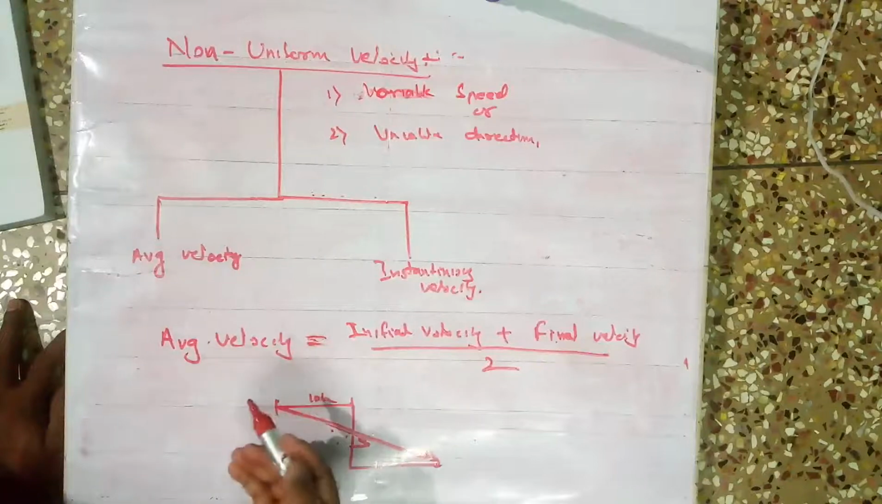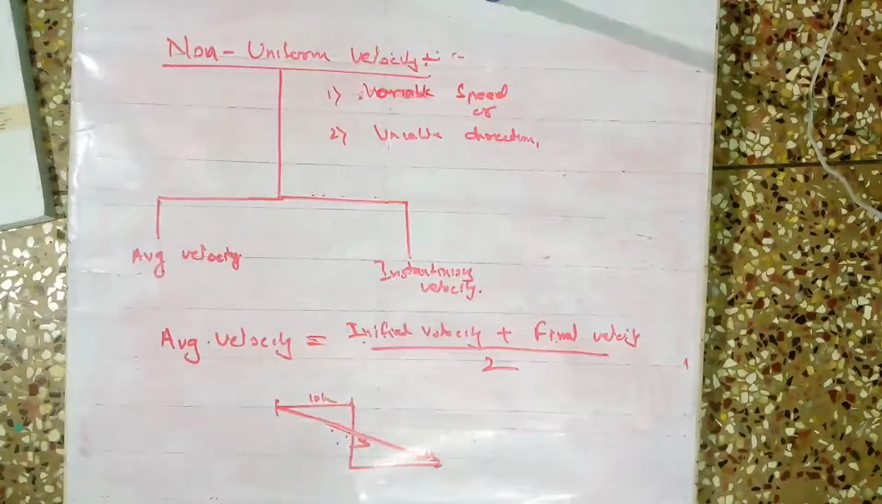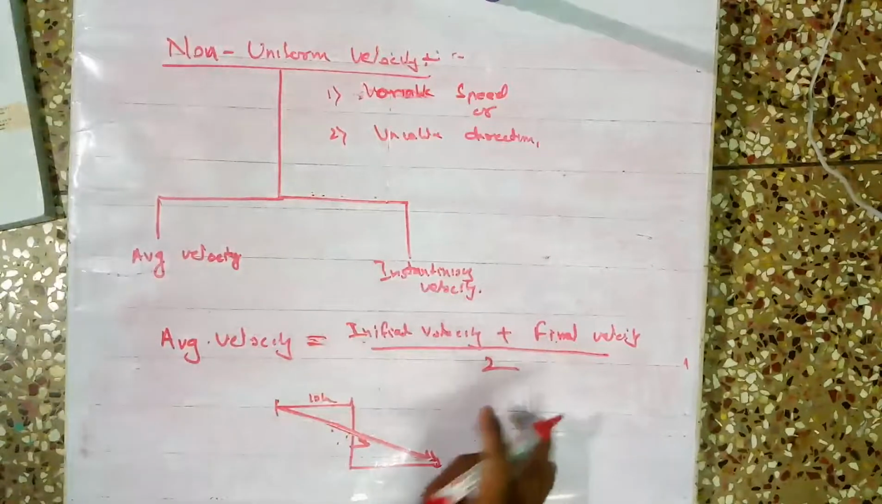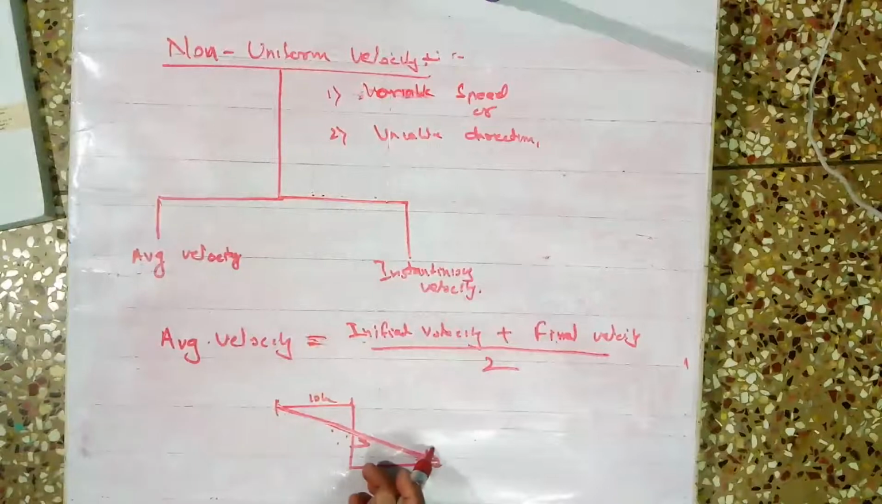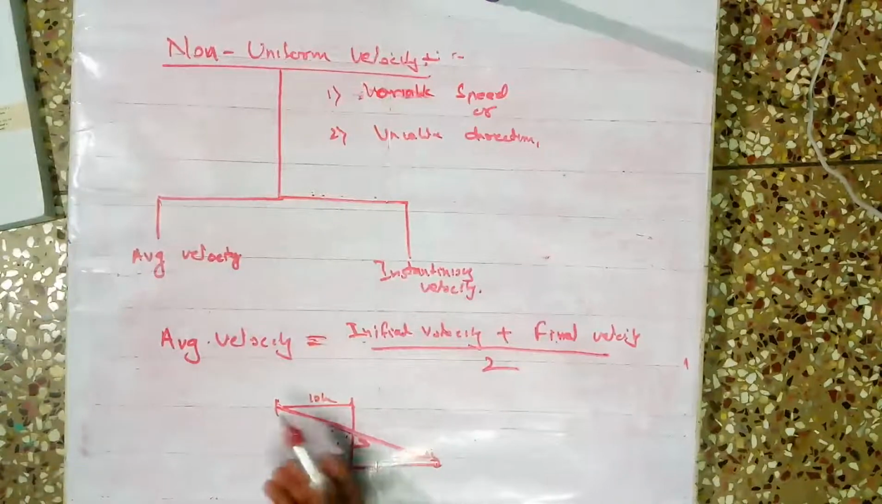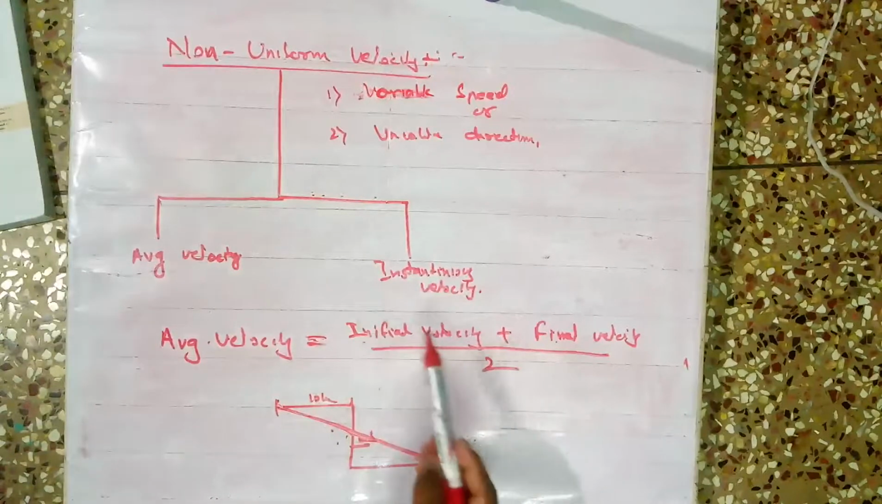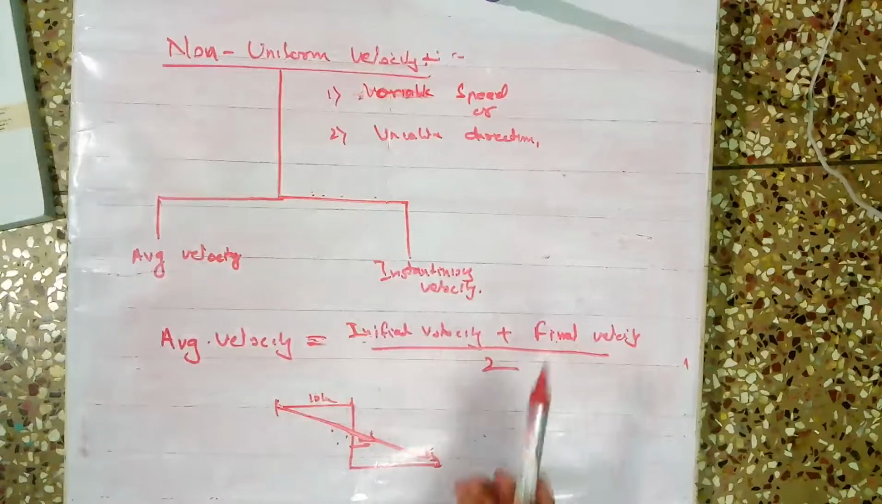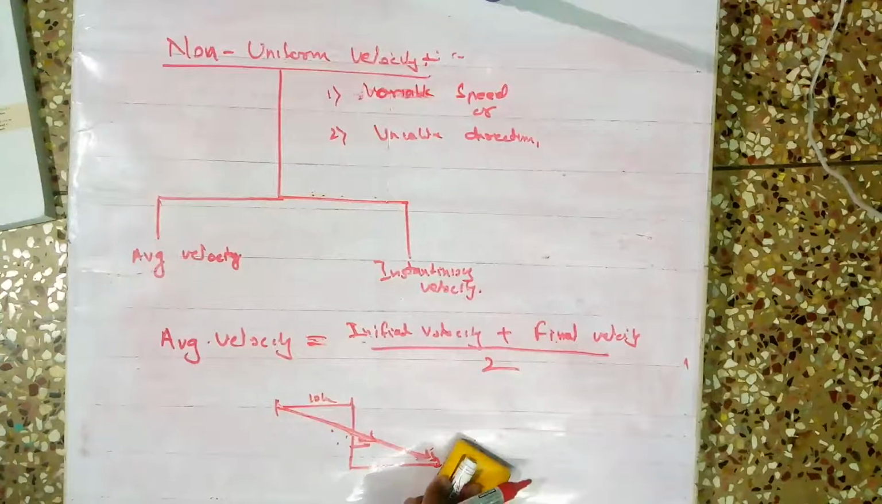But we don't calculate that way. We will generally calculate initial velocity plus final velocity, by 2, and the direction is always from the initial point to the final point only. Clear? In both cases the answer will be the same. The direction is from the initial point to the final point, and the magnitude is the initial velocity plus final velocity, whole divided by 2. Hope I am clear.